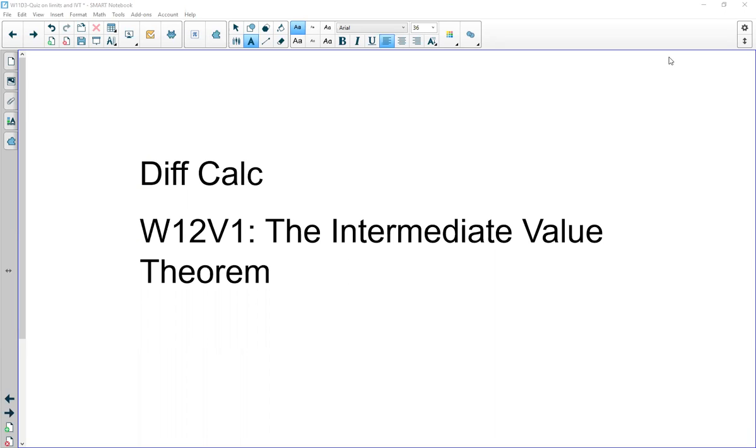Today we're going to be talking about the intermediate value theorem. Let's go ahead and get started.